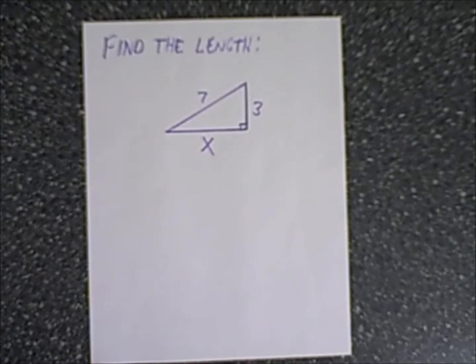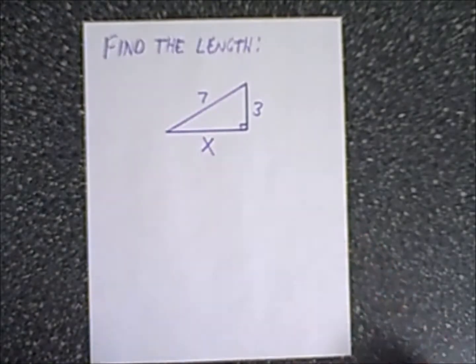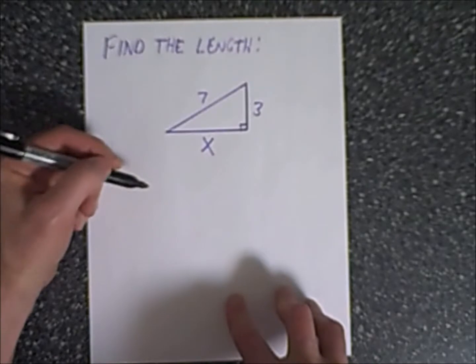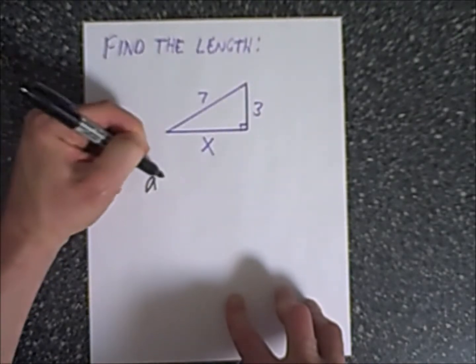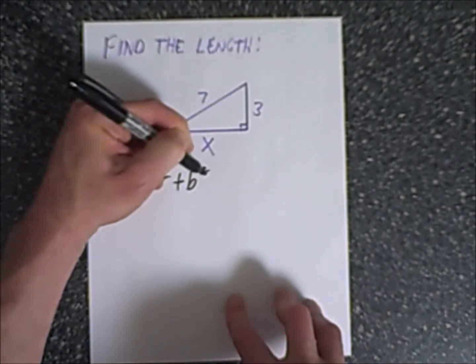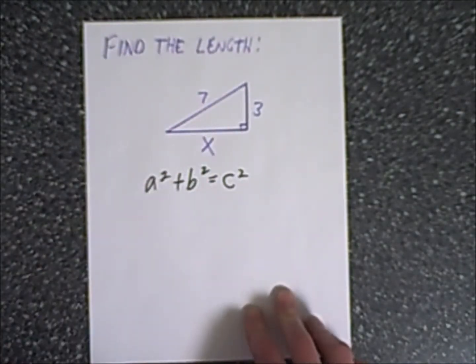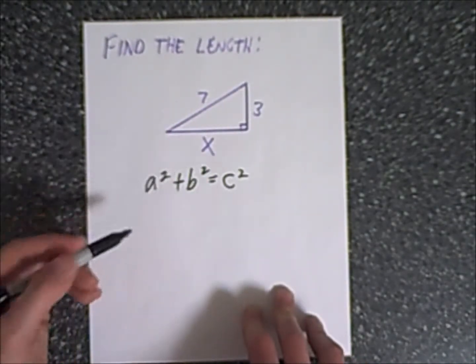Okay, we have a right triangle, as you can see from the corner. It's 90 degrees and the hypotenuse is 7, and we're trying to find the length of one of the legs. So we simply use the Pythagorean theorem, which states the sum a squared plus b squared equals c squared, where a and b are the legs and c is the hypotenuse. And we just fill in the numbers.